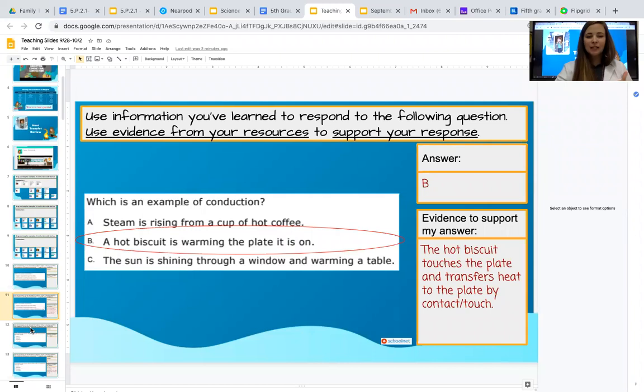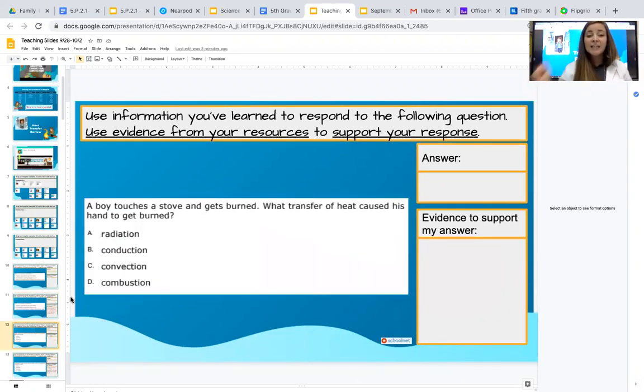All right, here comes the next one. Be ready to respond. A boy touches a stove and gets burned. What transfer of heat caused his hand to get burned? A, radiation, B, conduction, C, convection, or D, combustion. Gracious, hopefully he didn't combust.